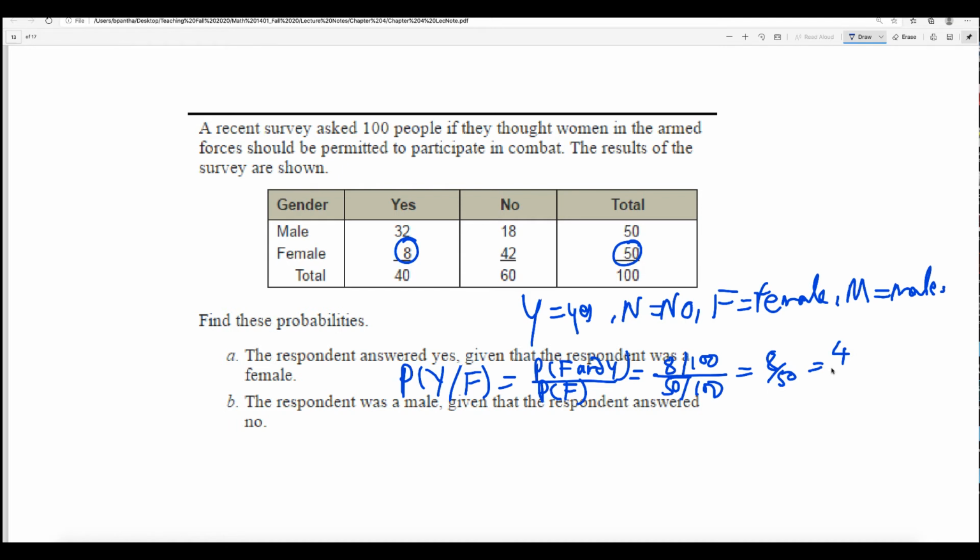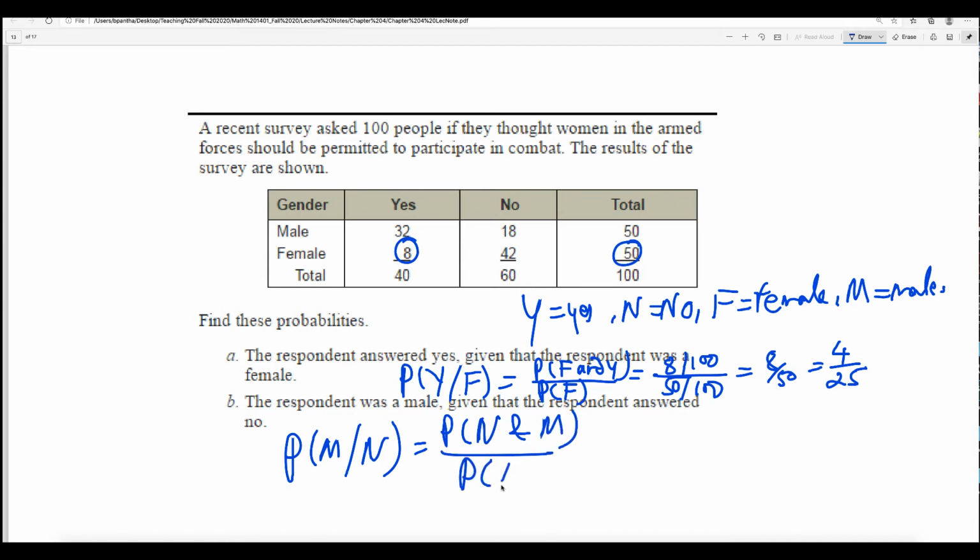8 over 50 is the same as 4 over 25. Okay, next: the respondent answered no, find the probability of male given that the respondent answered no, probability of M given N, right? So what is the formula? Probability of N and M divided by probability of N.